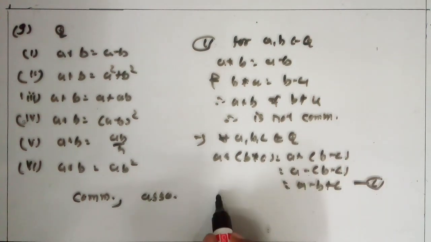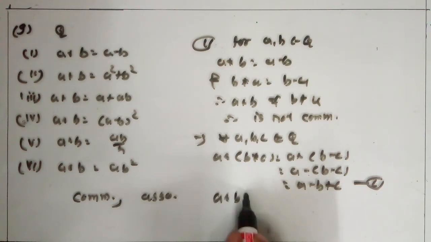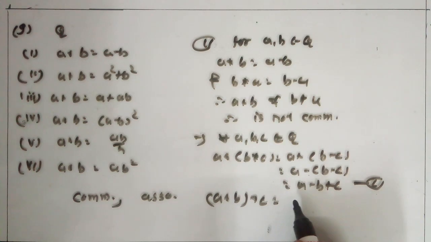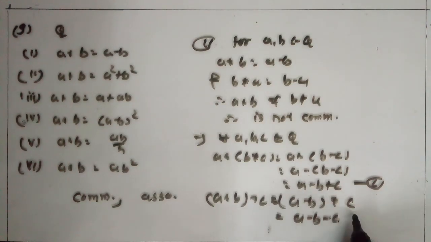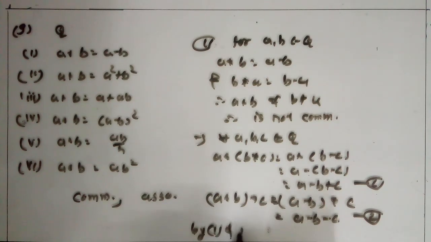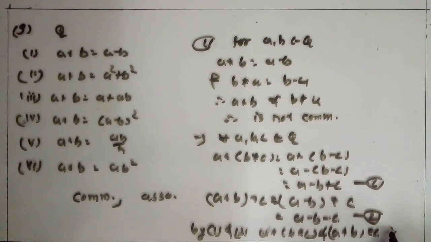Take result number 1. Same, find A star B star C. Here we get A star B is A minus B star C, and A minus B star C is equal to A minus B minus C. Take result number 2. Compare both. Hereby 1 and 2, A star B star C is not equal to A star B star C. Therefore, it is not associative.